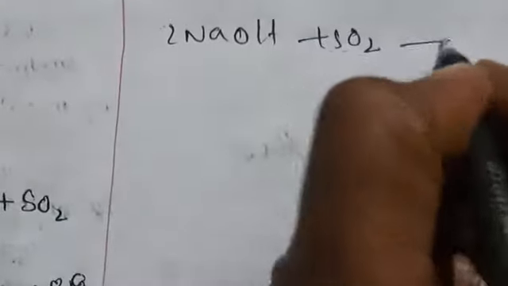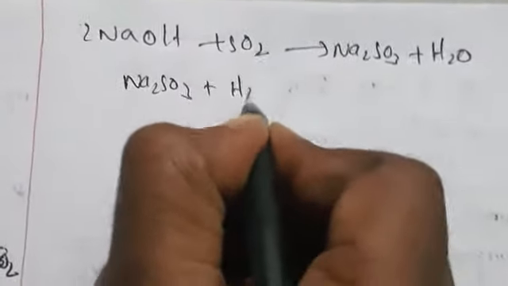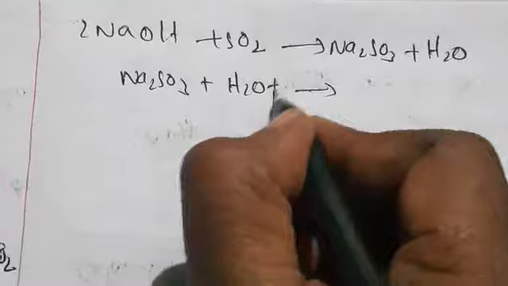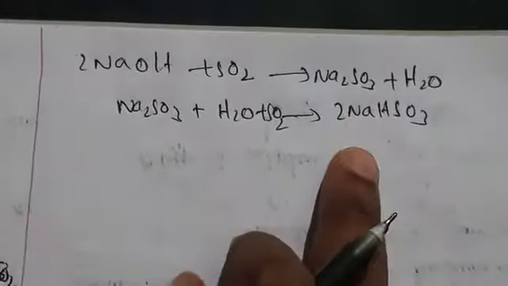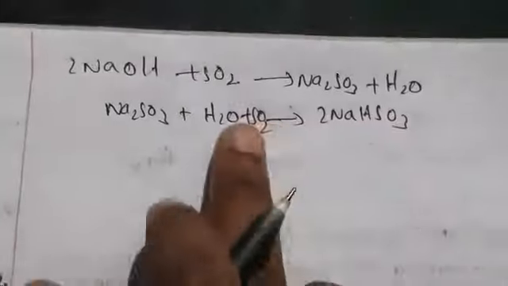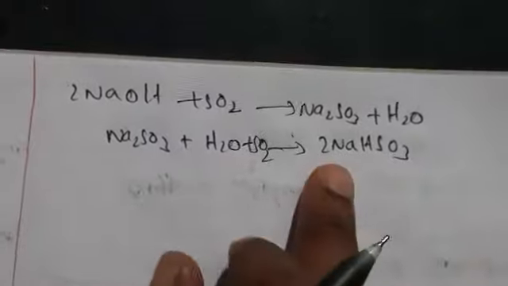Whenever you treat with NaOH, automatically what will happen? 2NaOH plus SO2 gives rise to Na2SO3 plus H2O. Again, this Na2SO3 plus H2O plus SO2 gives 2NaHSO3. So in this reaction with water and alkalis, the behavior of sulfur dioxide is similar to carbon dioxide.